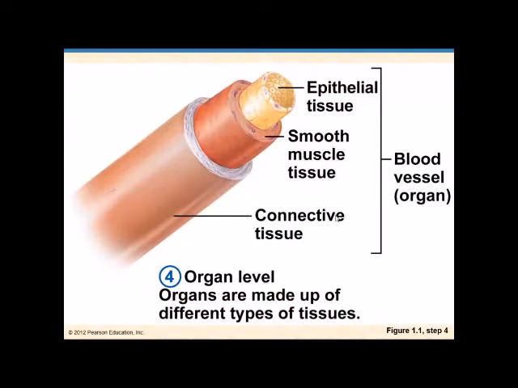And then we can have an organ, such as a blood vessel, which is made up of multiple types of tissues. Epithelial tissue is one type. We have muscle, that is another type. We have connective tissue, which is a third. And that's one key thing about an organ: it is made up of multiple tissues.